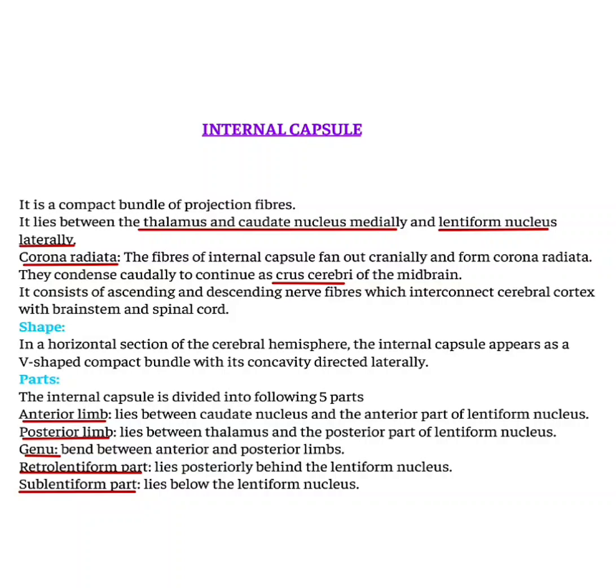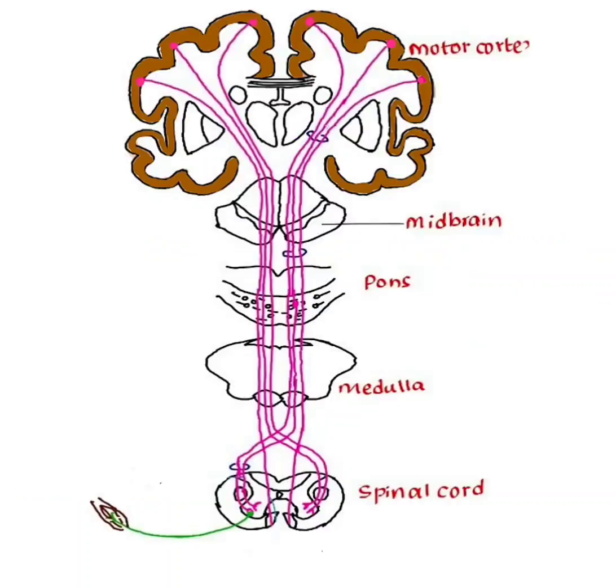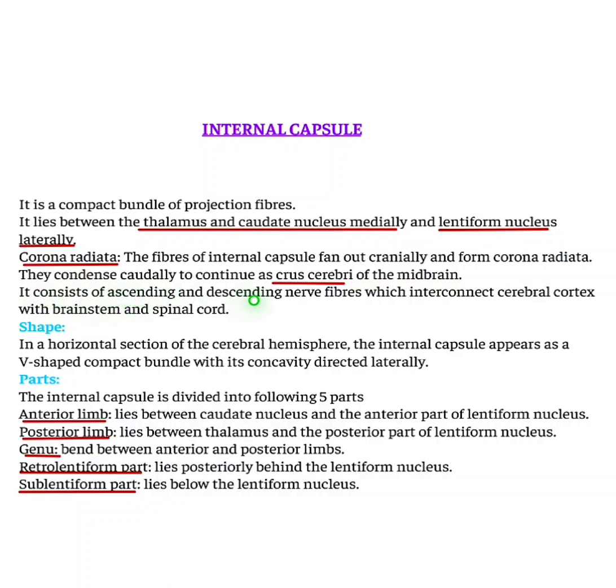Continuation of internal capsule. The fibers of internal capsule fan out cranially to form corona radiata, and they condense caudally to continue as crus cerebri of the midbrain. It consists of ascending and descending nerve fibers which interconnect the cerebral cortex with the brainstem and spinal cord.